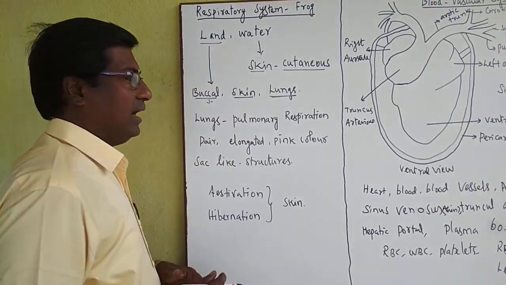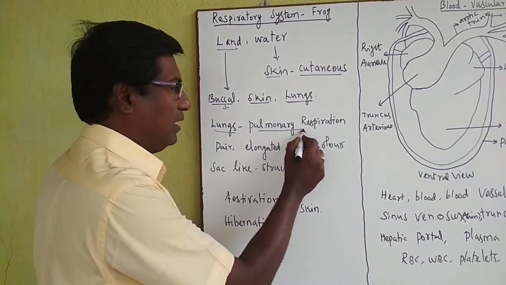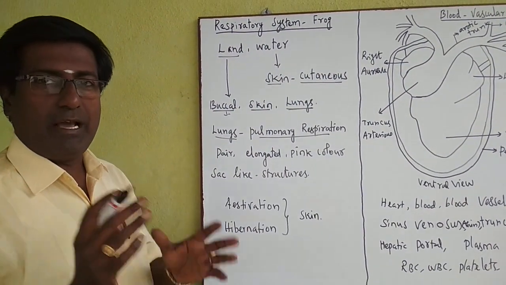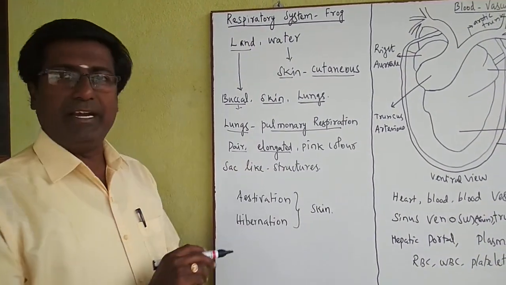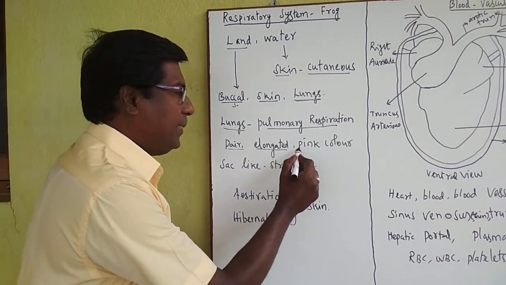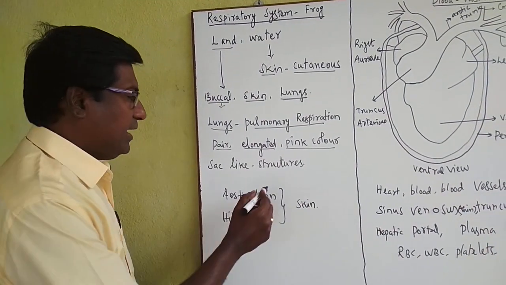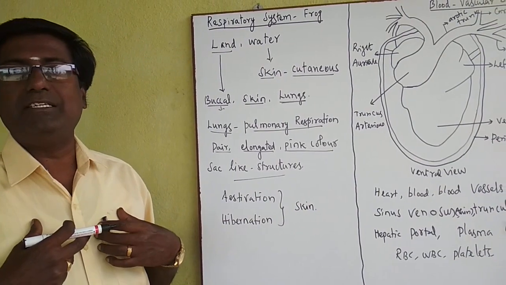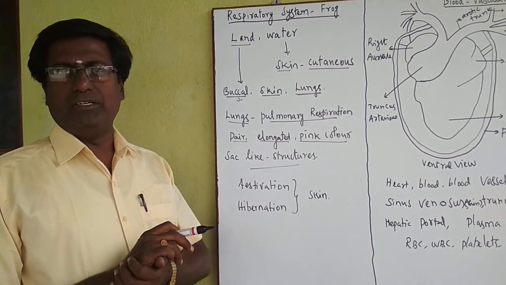The next respiration is by the lungs. A pair of lungs is present in the frog. Respiration through the lungs is called pulmonary respiration. The lungs are elongated and pink in color, and they are sac-like structures located in the upper region of the abdomen. Through these lungs, respiration takes place.